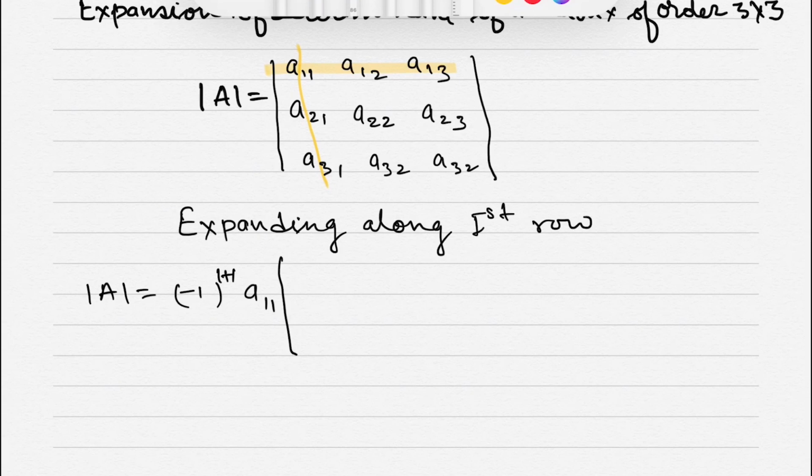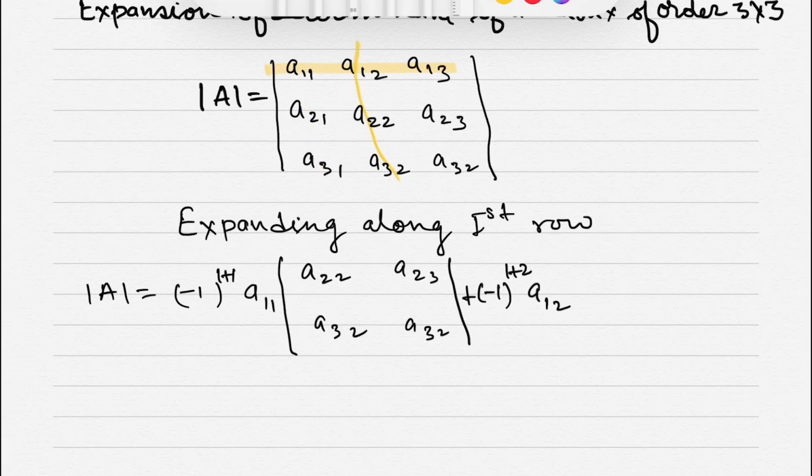It will be now A22, A32, A23, A32, plus minus 1 to the power 1 plus 2, A12 and the determinant made by hiding the first row and the second column. It will be now A21, A31, A23, A32.